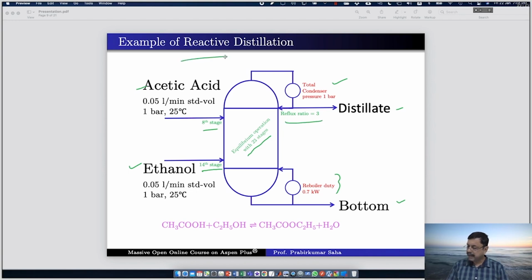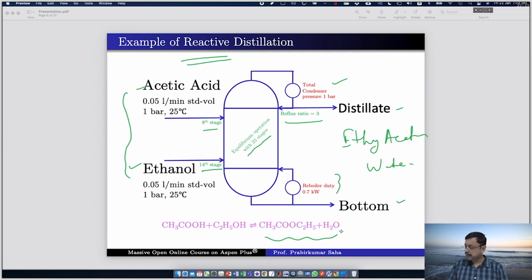And as it is reactive distillation, obviously these two components, they react with each other and form ethyl acetate and water. So these two things are product. So the reaction through which these two are produced is this one. Now we will model this through RADFRAC.